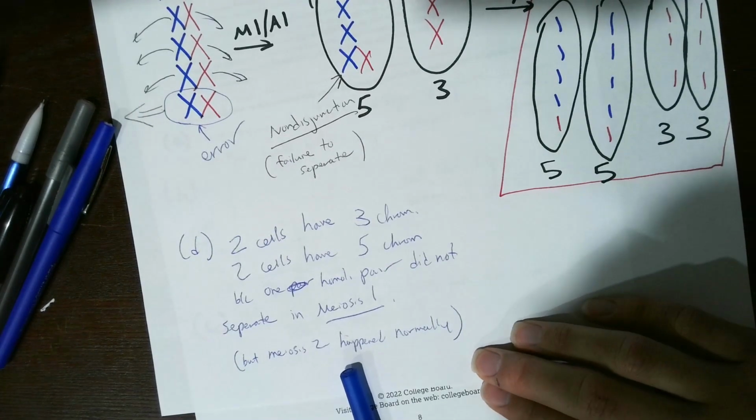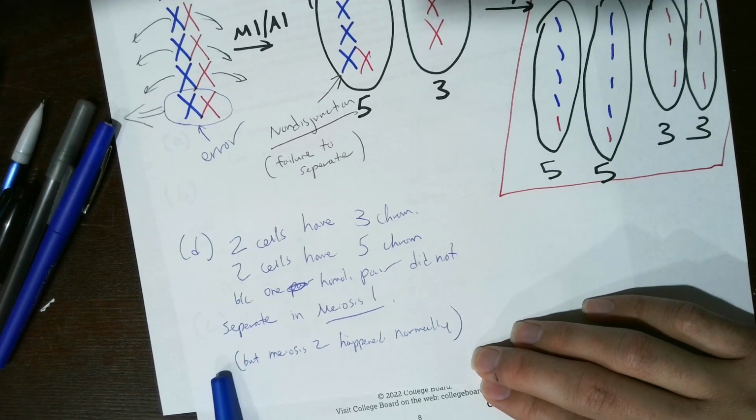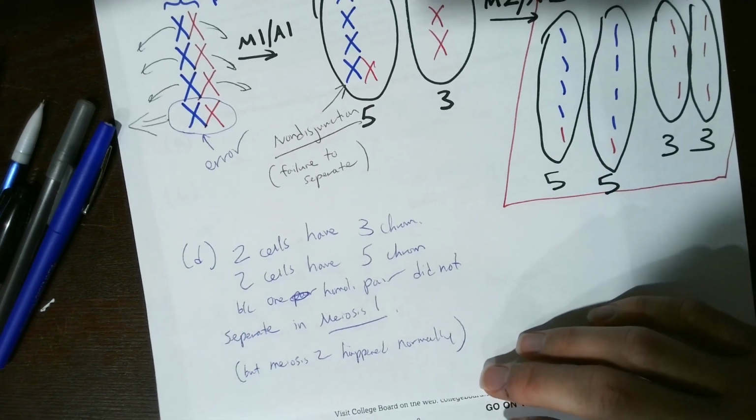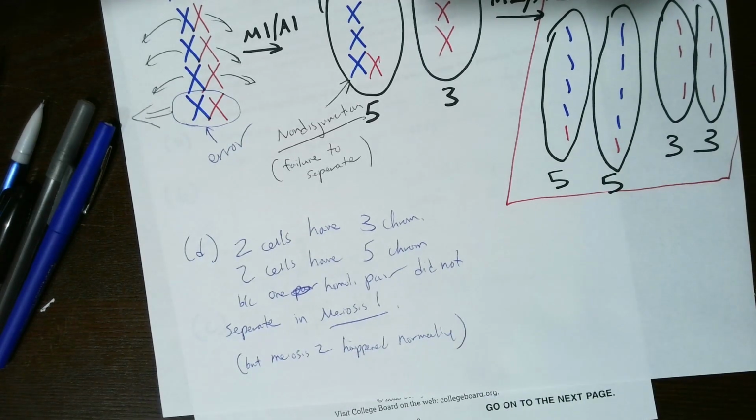Alright? Now, of course, never bullet point your answers in the FRQ like this. You would write them in short sentences. But I don't want to take up too much of your time writing full sentences, so I'm going to abbreviate here. So, that's part D.